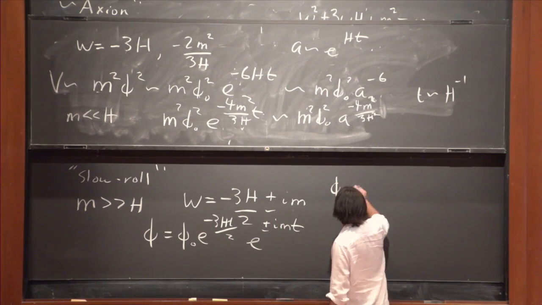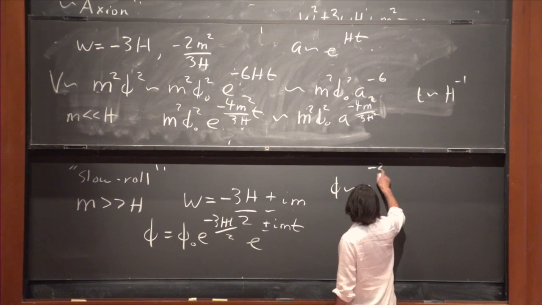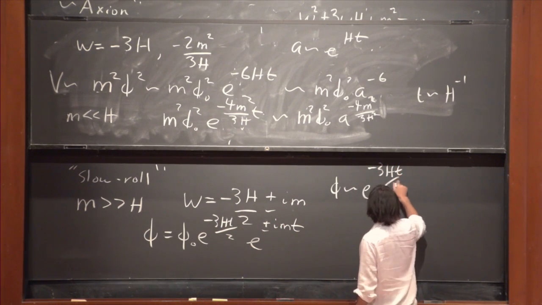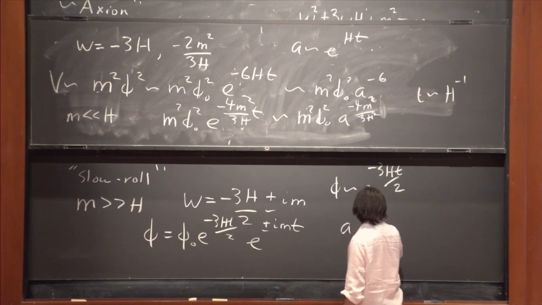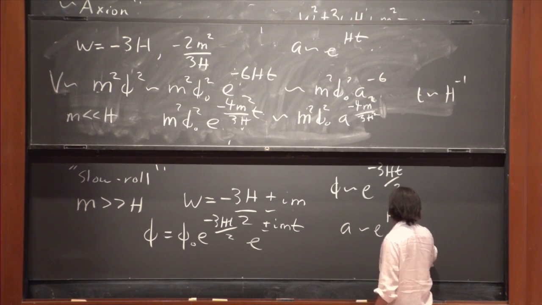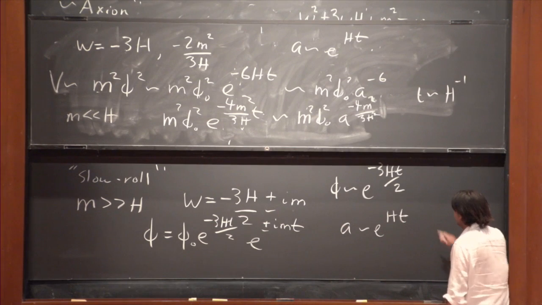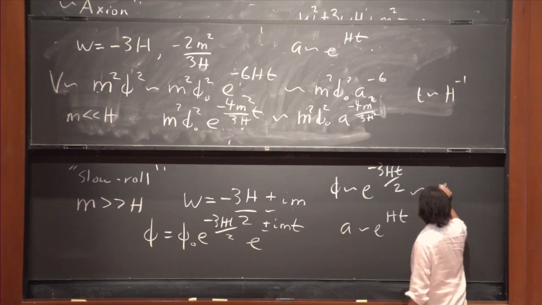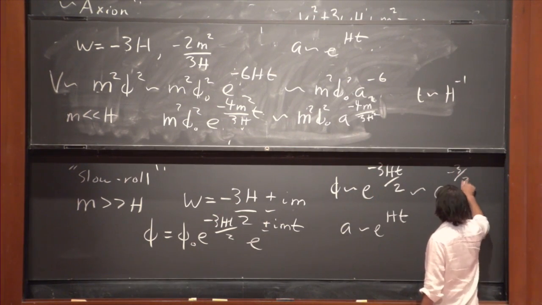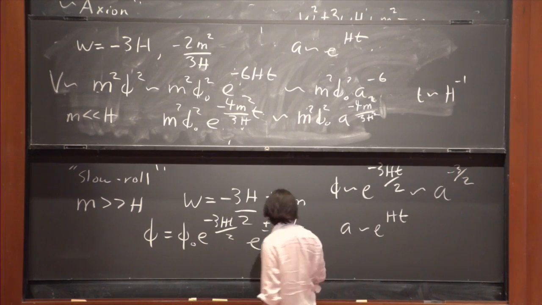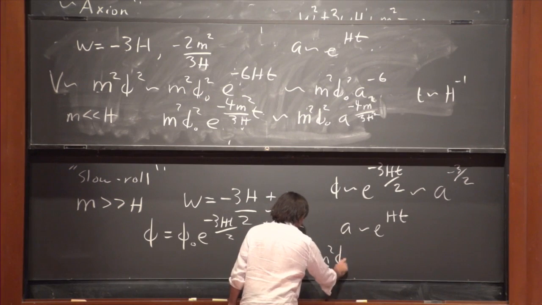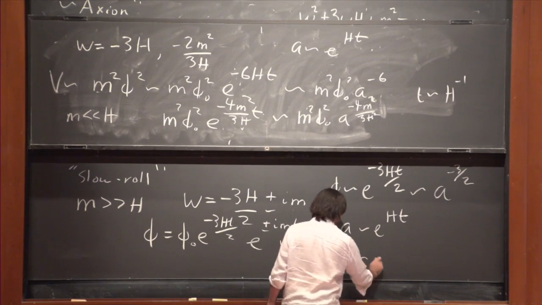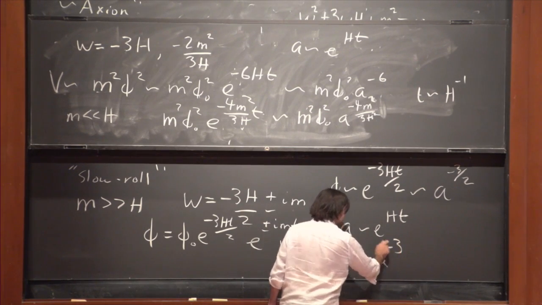And if you look at how the energy density of this field goes, well, as we said before, phi is going like e to the minus 3Ht over 2, but this is de Sitter space, so the scale factor is going like e to the Ht, then this is telling me that phi is going like a to the minus 3/2. So the energy density in this field, which is approximately m squared phi squared, is going like a to the minus 3.